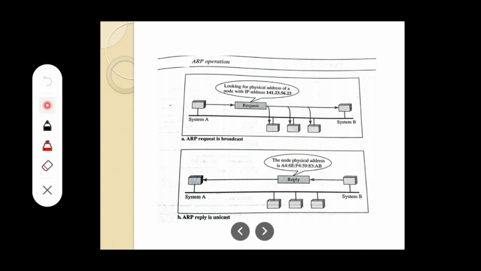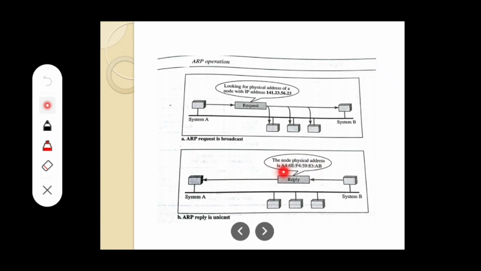Okay, so a source has the IP address of the destination, but he wants to know the MAC address of the destination. This system knows the IP address of system B, but he wants to know the MAC address also. For that he will give a request to everyone. Only this one will be responding. Clear?